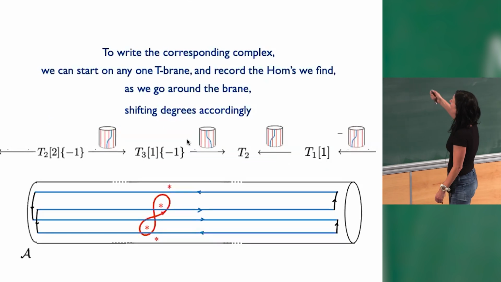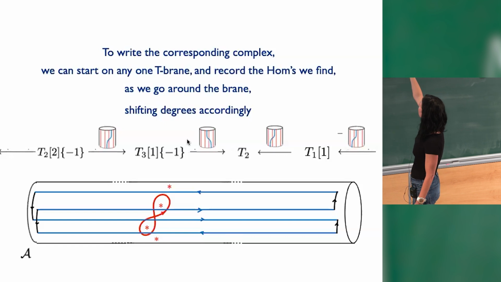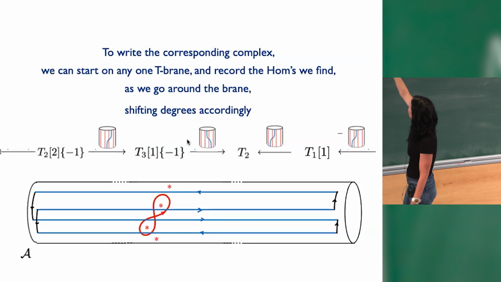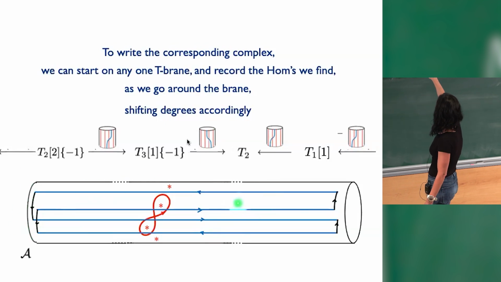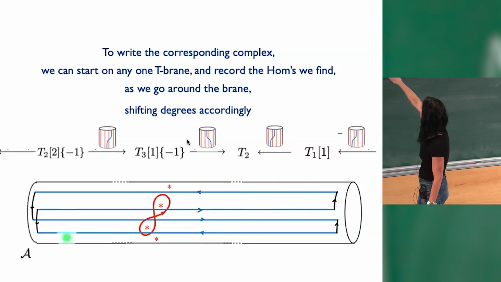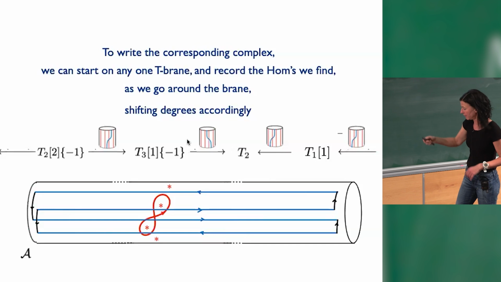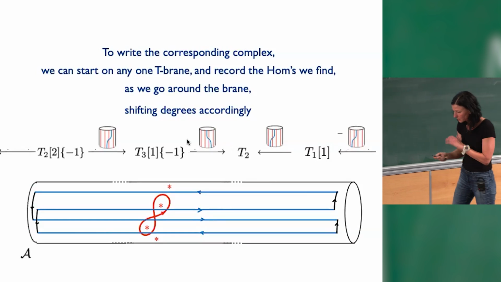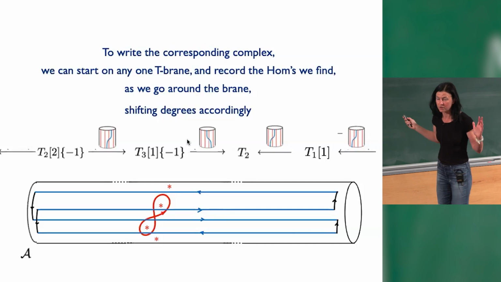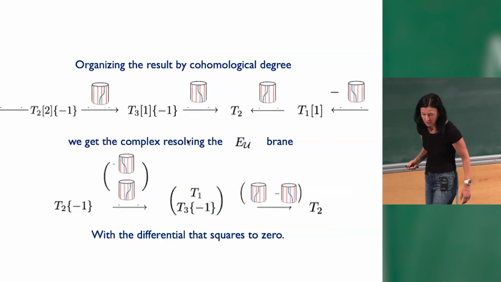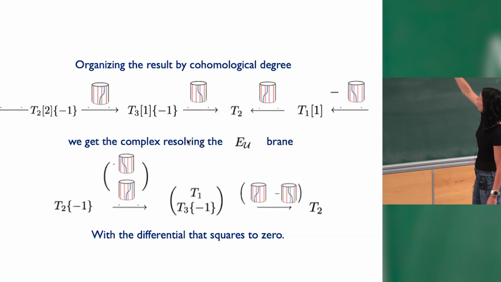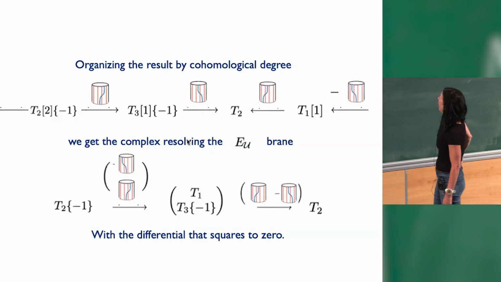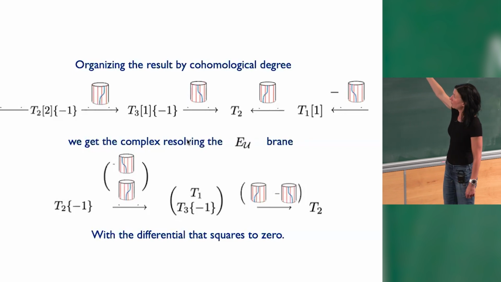So to write the complex, you can start with any one of the T branes and record the Homs you find as you go around, writing down their name and shifting the degrees accordingly, which is an easy game to play. It's completely definite. Other than the overall grading of the object, there's no ambiguity. Then you can organize so that you get a collection of the generating branes and maps between them. You organize the results by cohomological degree, and you find a complex that resolves the figure 8 with a differential that squares to 0.